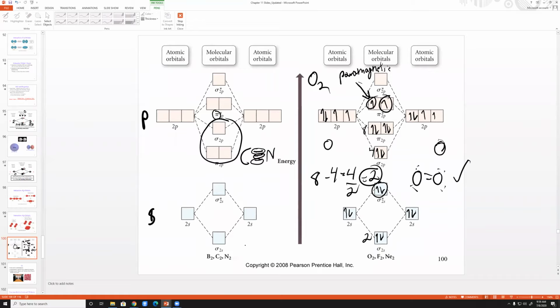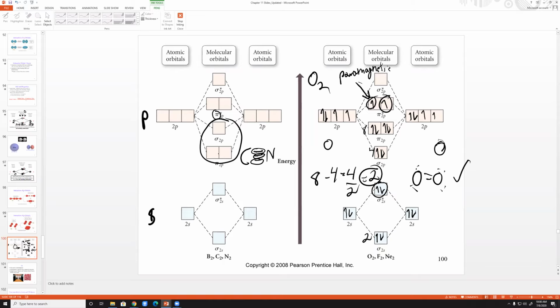You need not remember that, though, right? That's not what you're getting tested on. Yeah, you're not going to be tested on writing this for carbon. You're not going to have to do that. If this is given to you, be able to fill it in and determine the bond order and the magnetism, whether it's paramagnetic or diamagnetic.